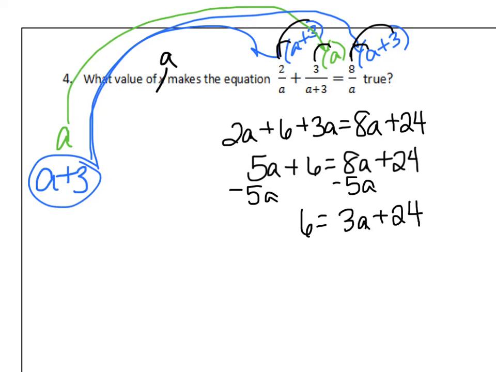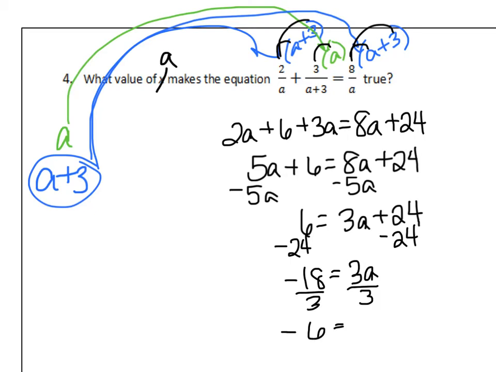Since I've moved my A's to the right side, I need to make sure I get everything from the right side over to the left. So we start by subtracting 24. So I have negative 18 equals 3A. This is 3 times A, so to solve we need to divide by 3. Negative 18 divided by 3 is negative 6 equals A.